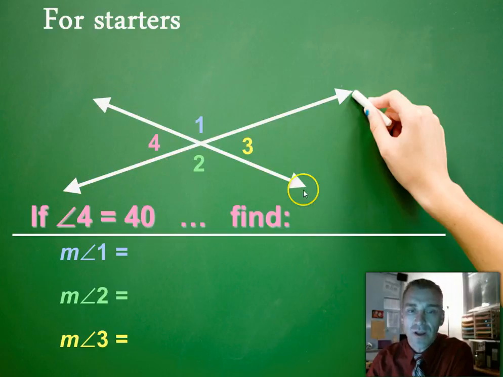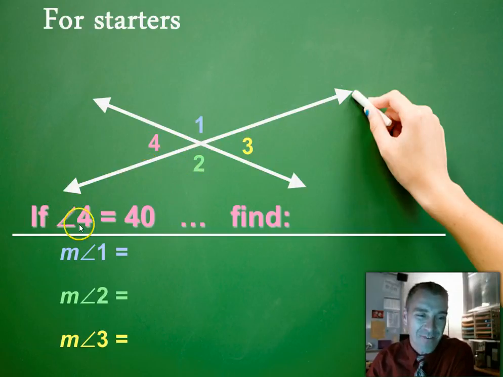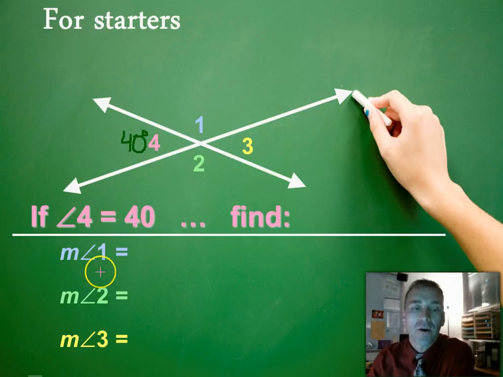A simple little straight line right here, simple little straight line right there with an angle 1, angle 2, 3, and 4. It says if angle 4 is 40 degrees. So if angle 4 right here is 40 degrees. The question says, what would the measure of angle 1 be? What would the measure of angle 2? And what would the measure of angle 3?